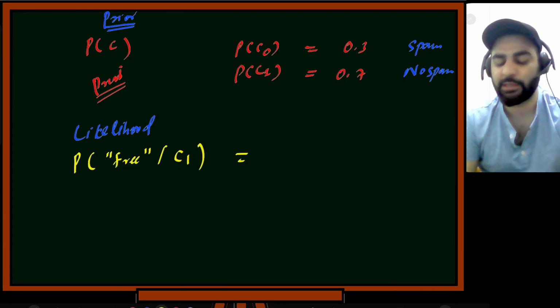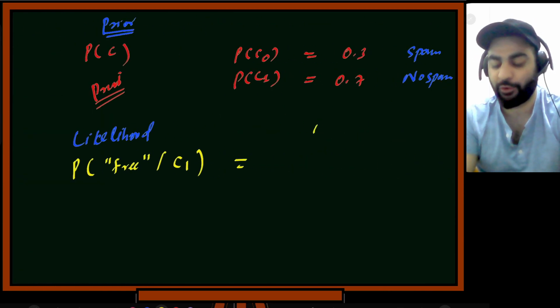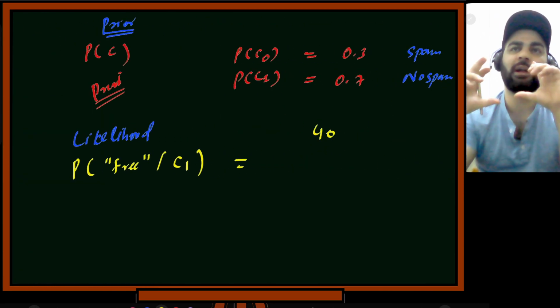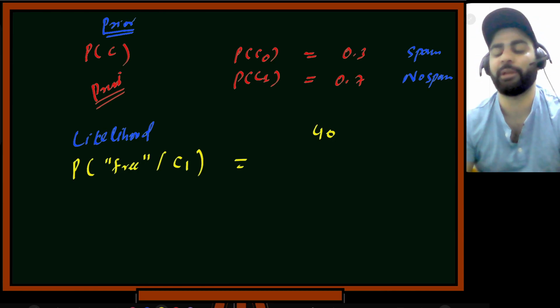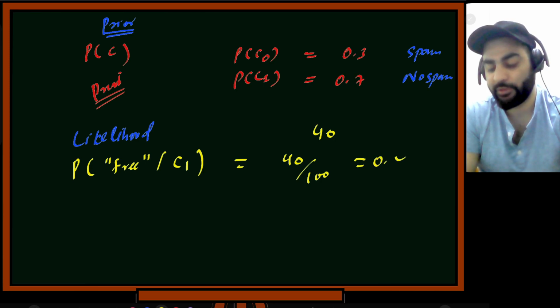How can you compute this? You see all the documents where this free is present. Let's suppose there are 40 documents in which free is present. In total you have 100 emails. So 40 divided by 100, this is 0.4. This is what I mean by likelihood.